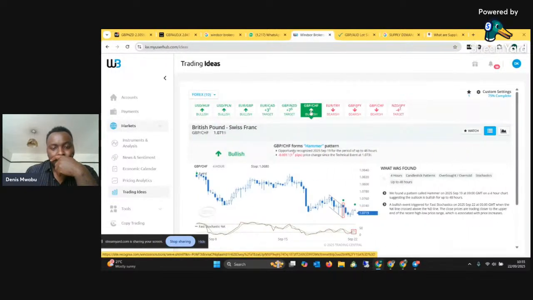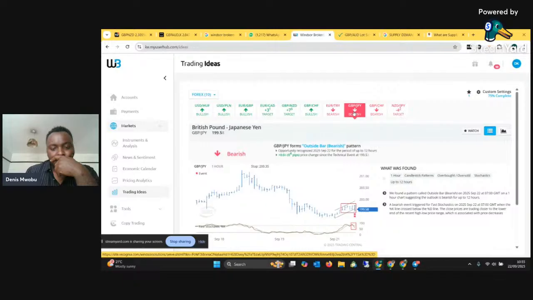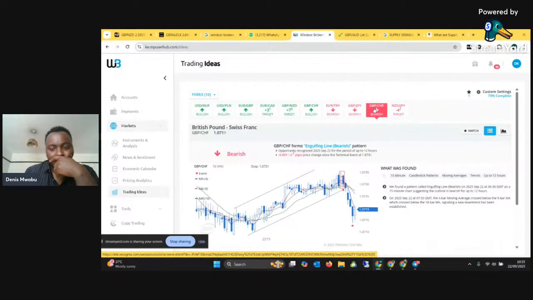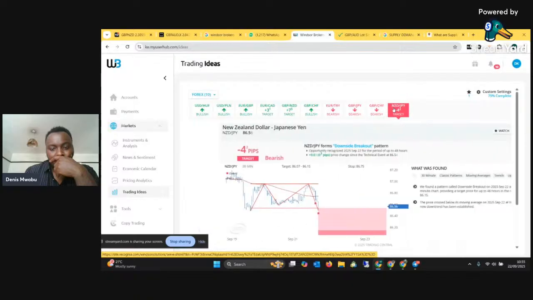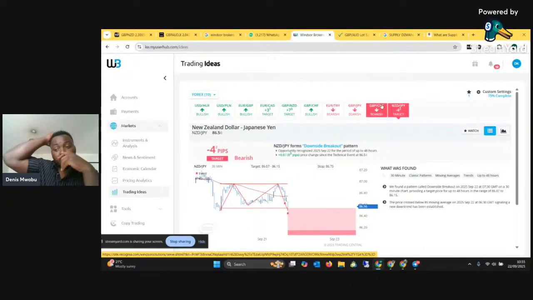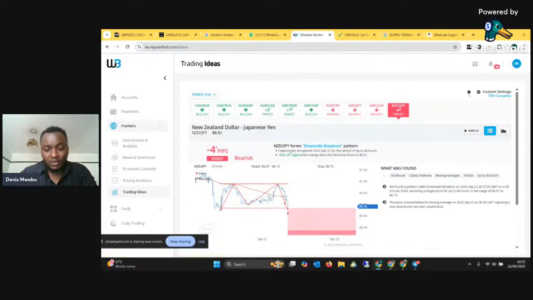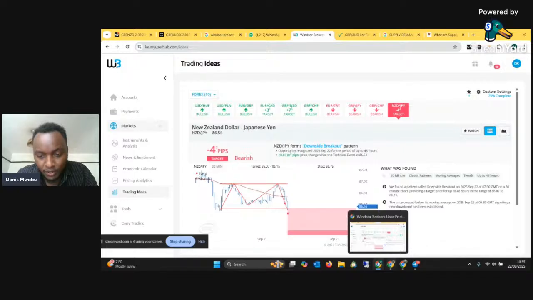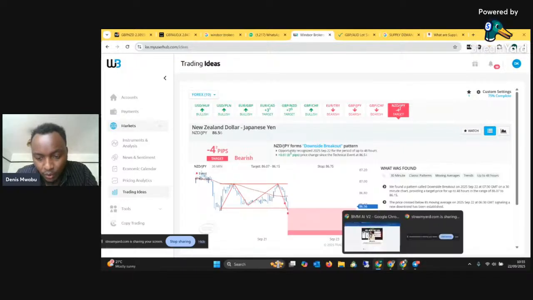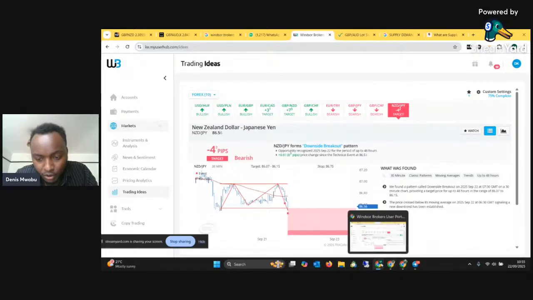GBP CHF, GJ, sales. GBP CHF has already played out also, and the GJPI has already played out. So no problem at all. We'll still get more trade ideas. There are a million and one pairs. So I think that's the end of London session. We'll be able to catch up during New York session.